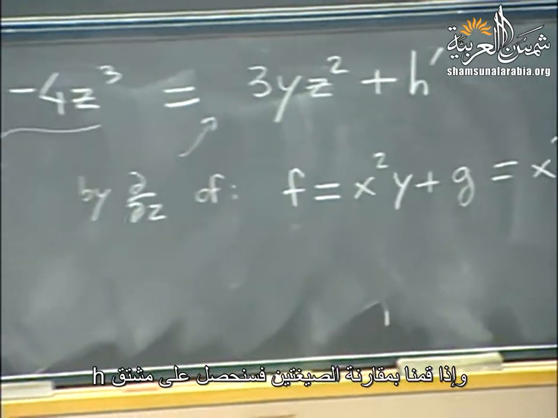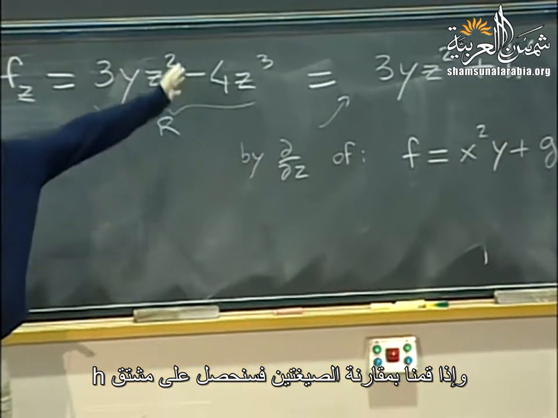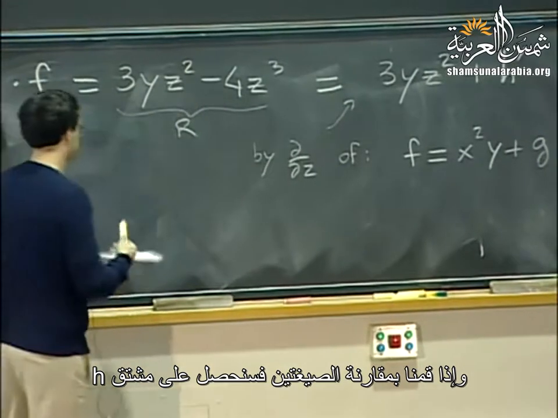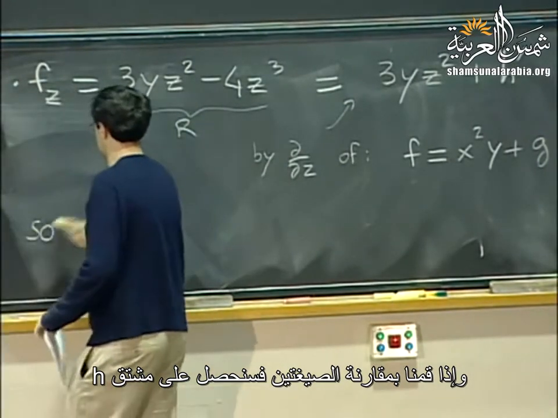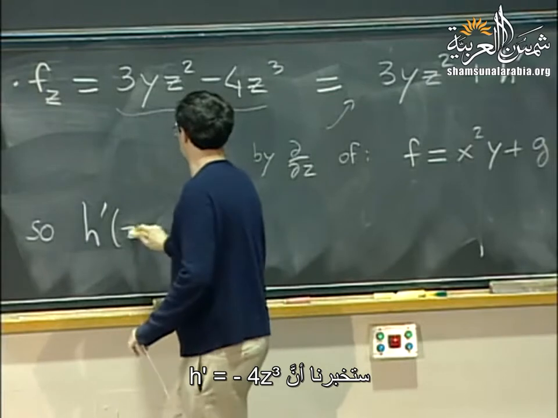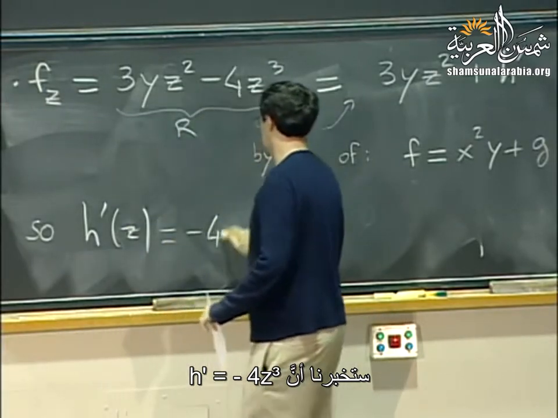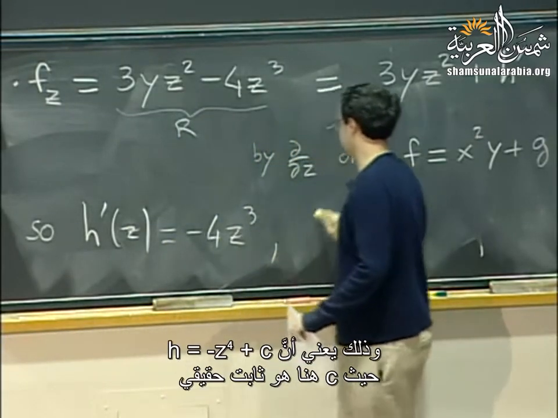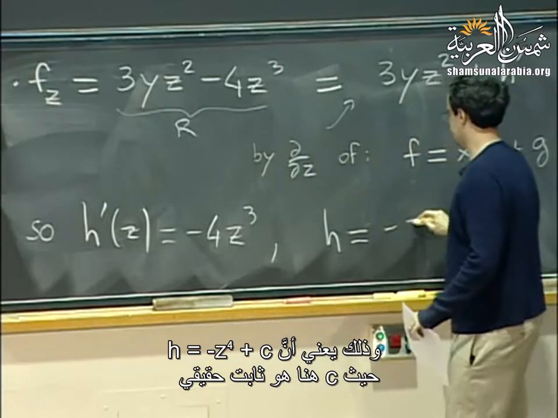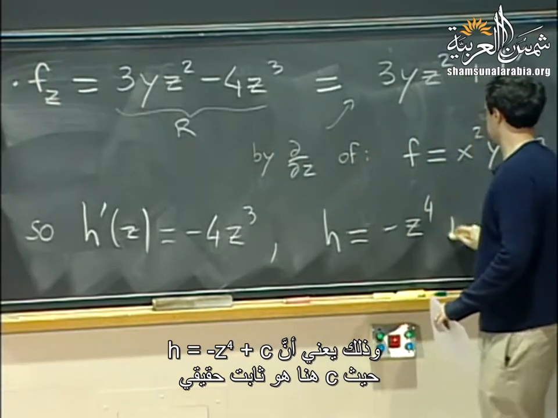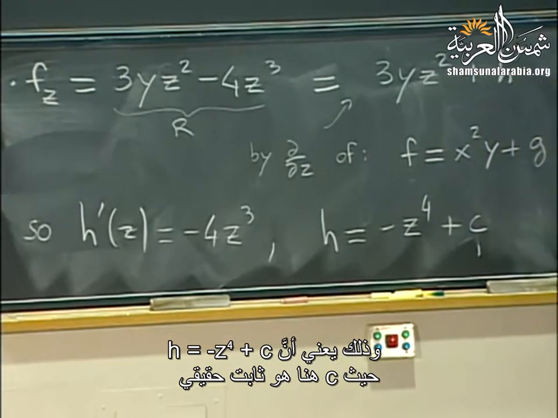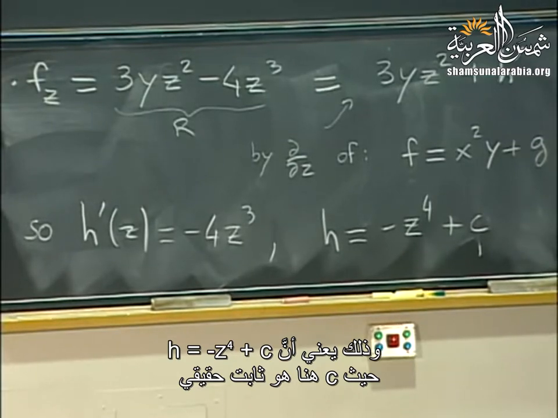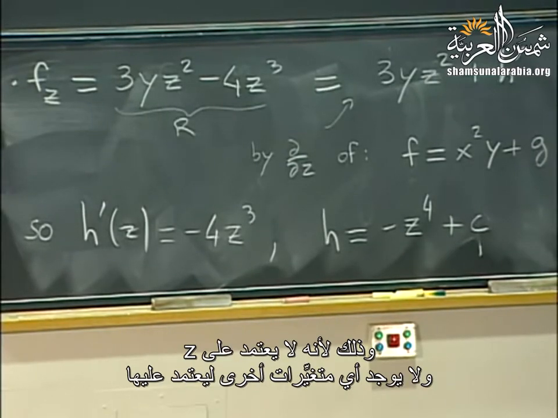Okay, so now if we compare these two, we'll get the derivative of h. It will tell us that h prime is negative 4z cubed, and that means that h is negative z to the 4 plus a constant, and this time it's at last an actual constant, because it doesn't depend on z and there's nothing else for it to depend on.